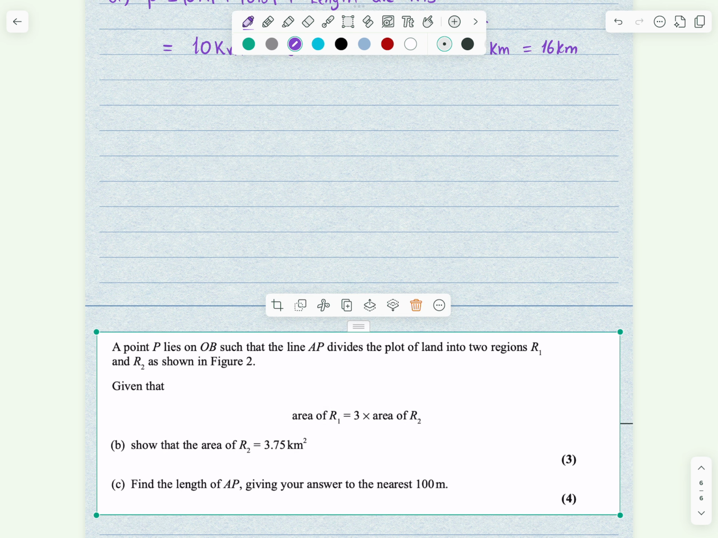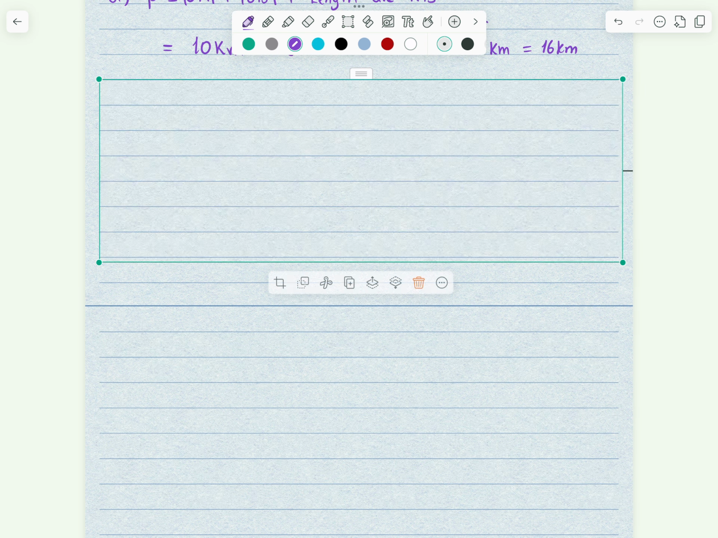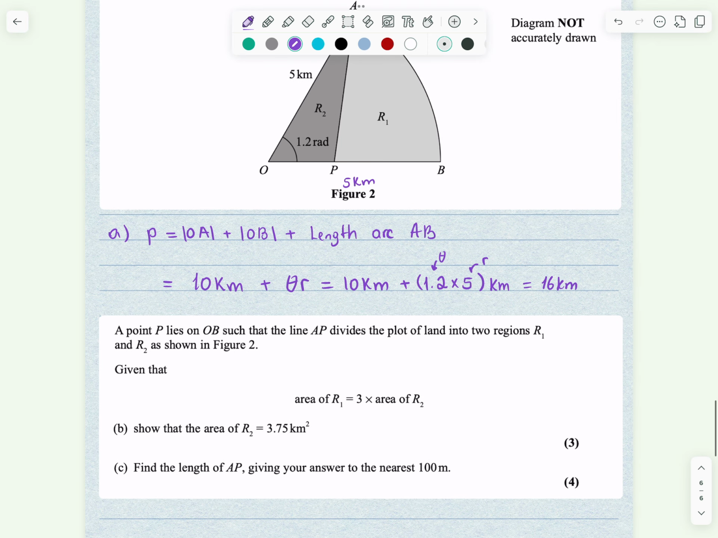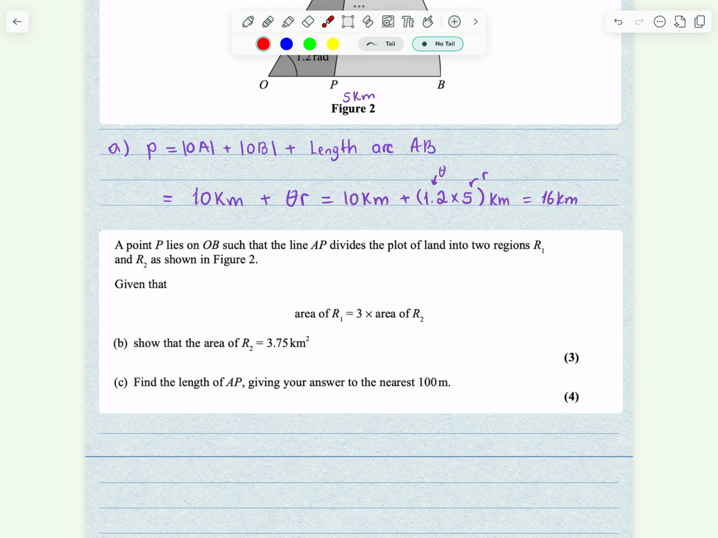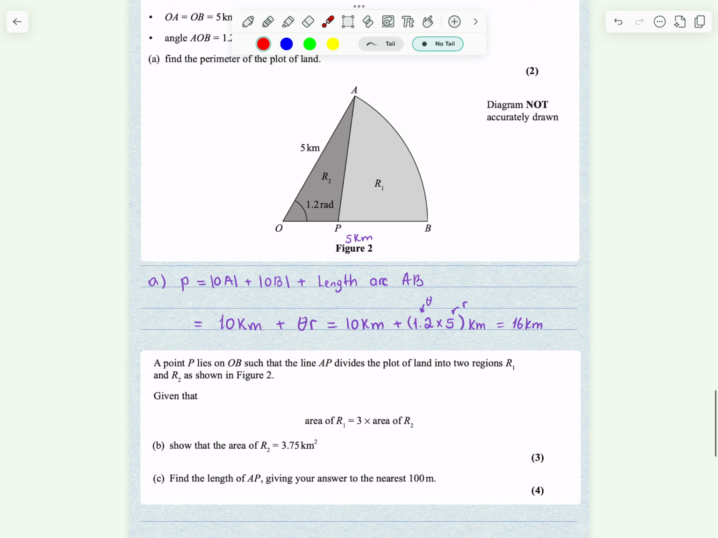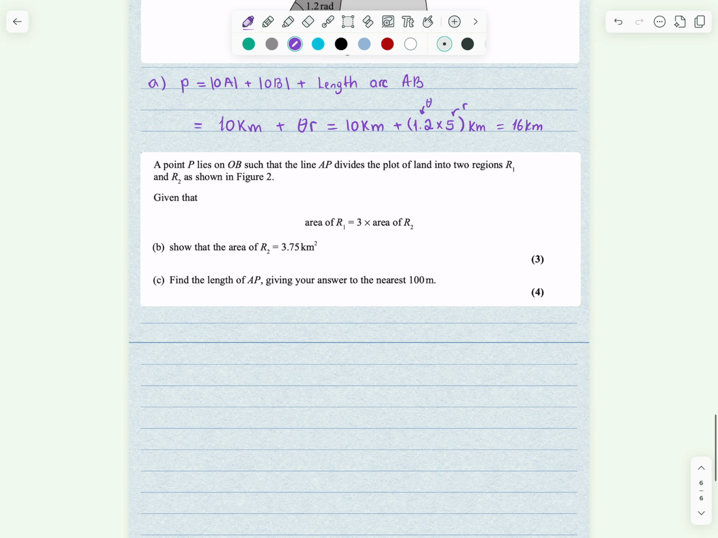And now part B. Before part B starts, they say point P lies on OB such that AP divides the plot of land into 2 regions, R1 and R2, given that the area of R1, which is the bigger one, is 3 times the area of R2. Show that the area of R2 is equal to 3.75 kilometers squared.